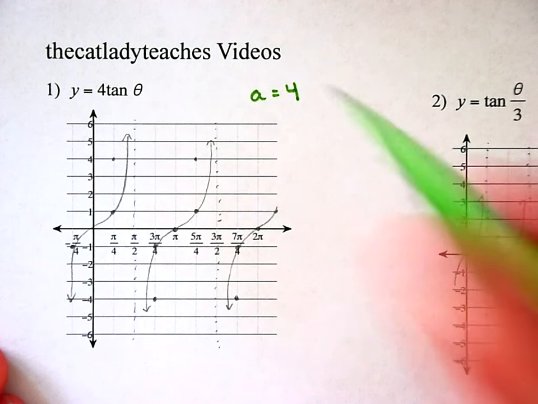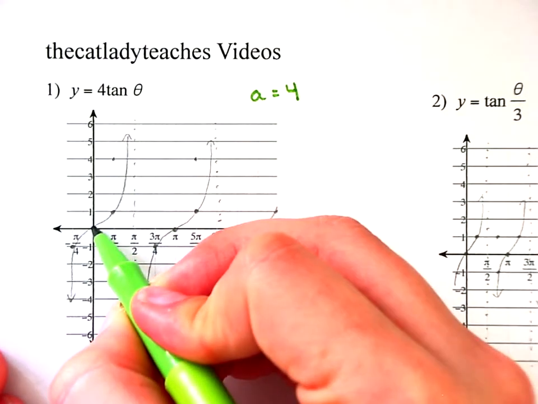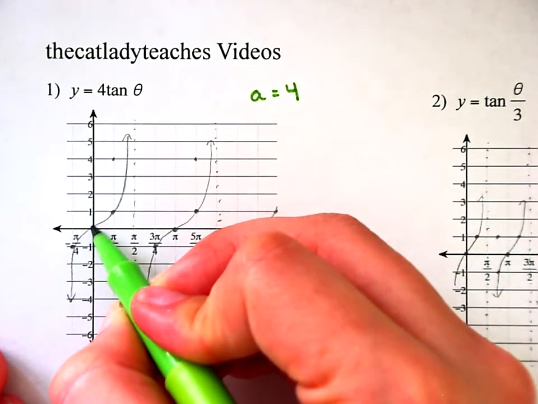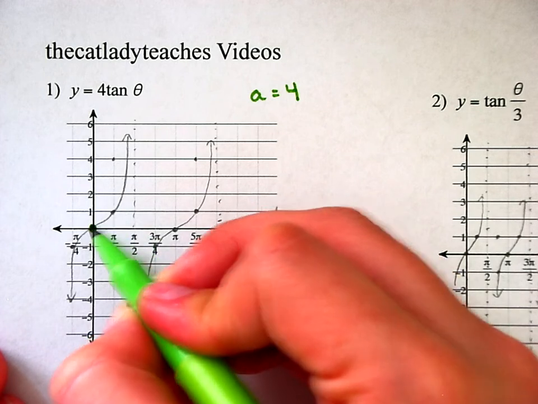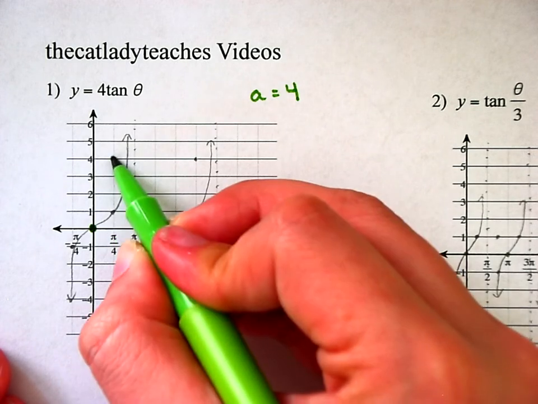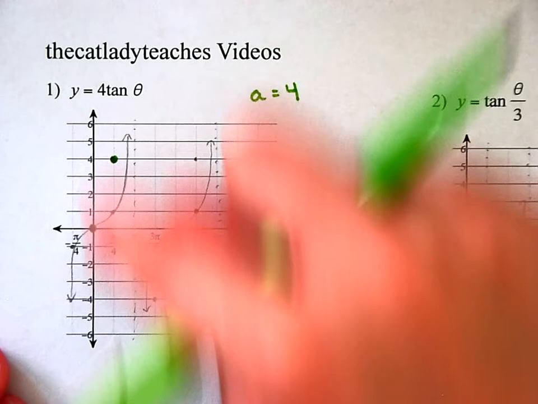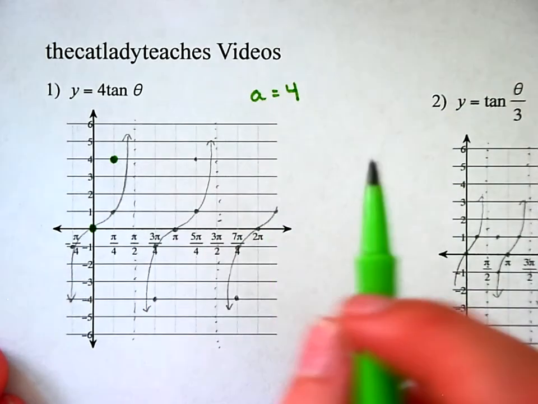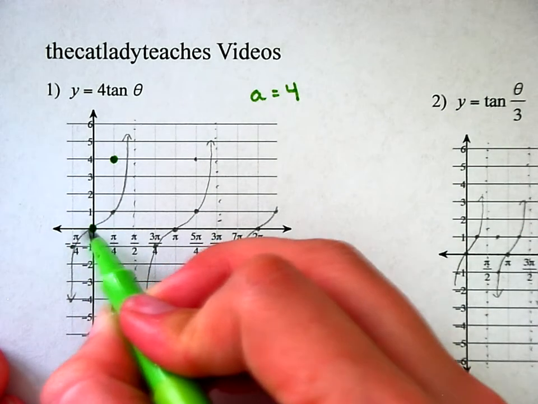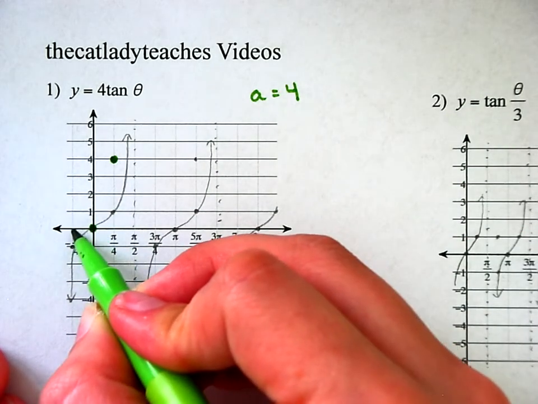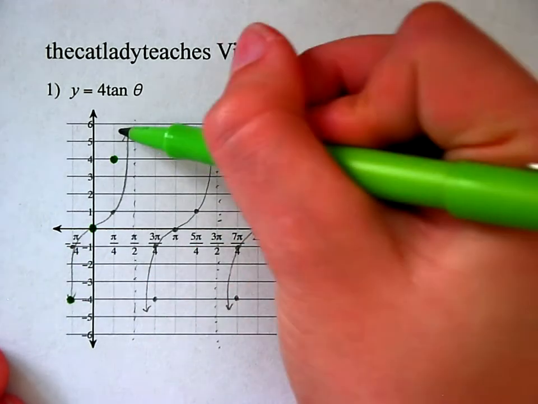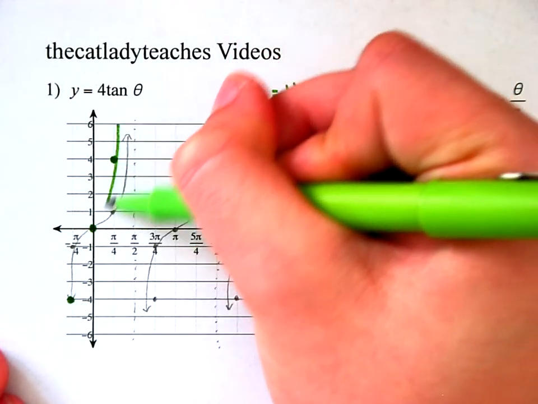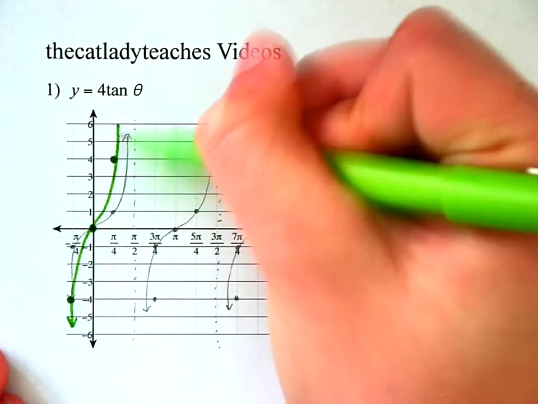So now when I have a value of 0, well, that'll still be 0. And then this next point right here has a y value of 1. So I'm going to go over pi over 4, now up 4. So we are stretching by a factor of 4 vertically. We can also do that to the left. We go over negative pi over 4, and we're going to go down 4. All right, so now I've got my new stretched version of this tangent curve right here.